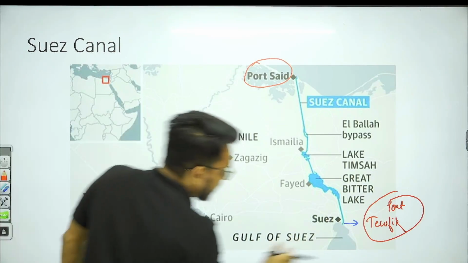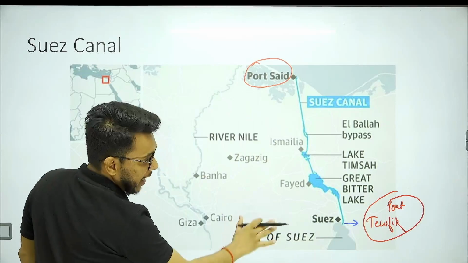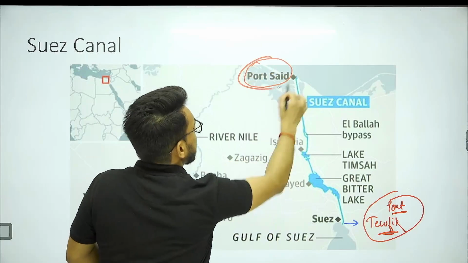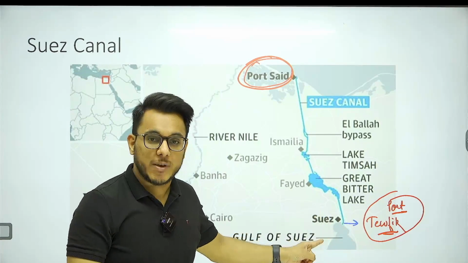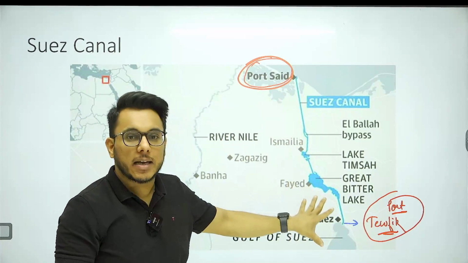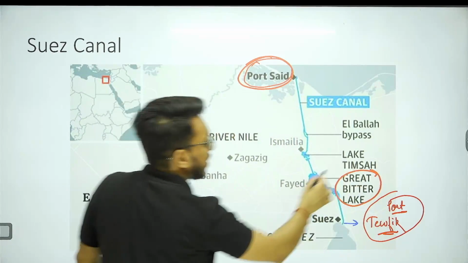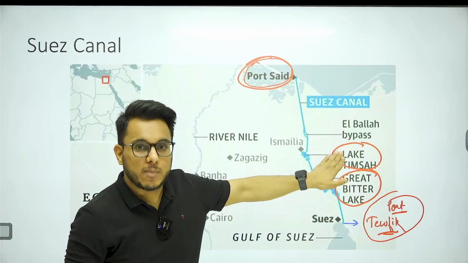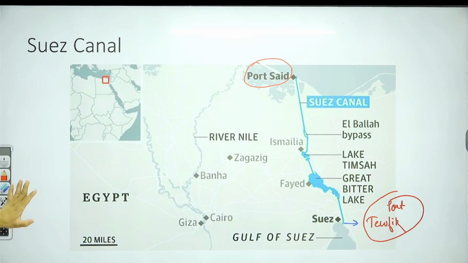So, Suez Canal. Here in the south, we have Gulf of Suez. Suez Canal starts from Port Tawfiq and culminates at Port Said. So, two things you need to keep in mind: Port Tawfiq, the southern port, where Suez Canal starts, and Port Said, the northern port, where Suez Canal culminates. In between, there are some important water bodies: Great Bitter Lake and Lake Timsah. Great Bitter Lake is in the south, Lake Timsah is in the north. So, this is about the Suez Canal important locations.